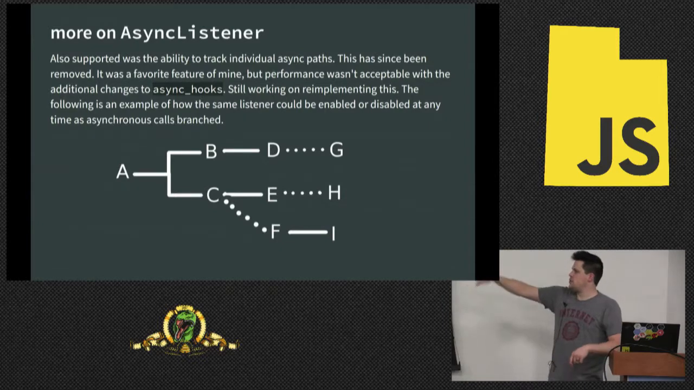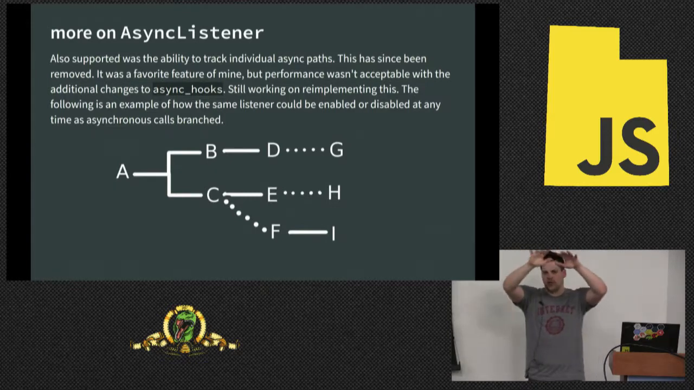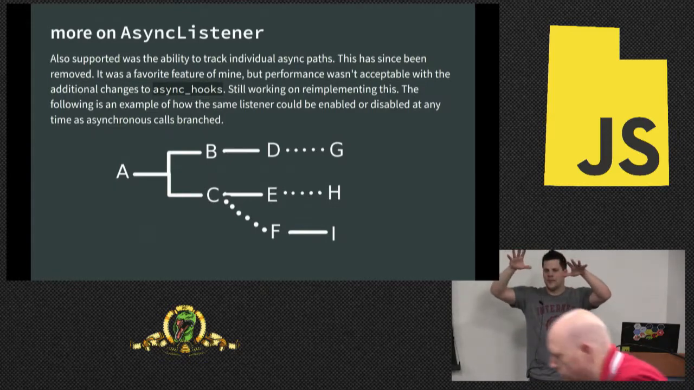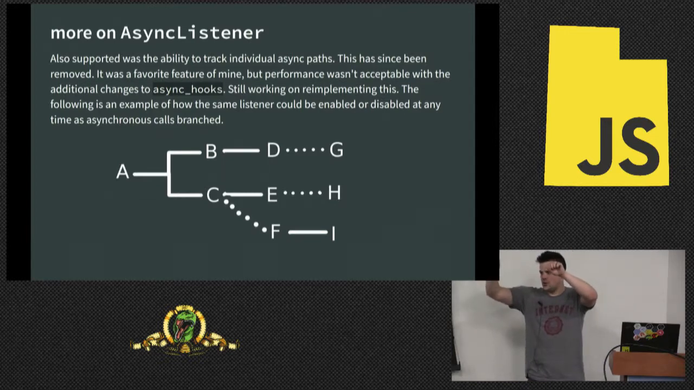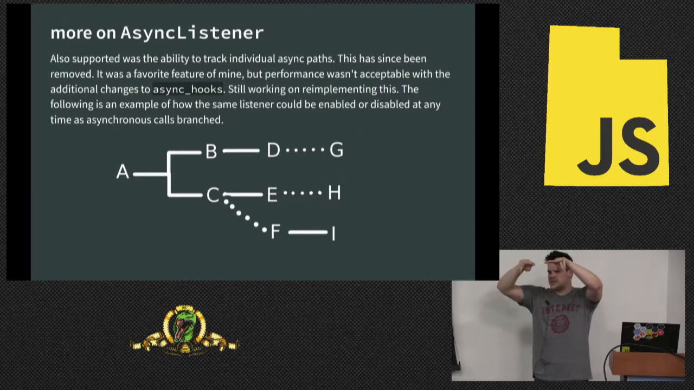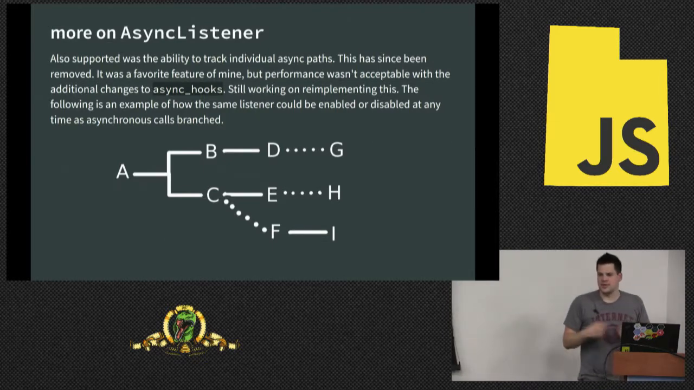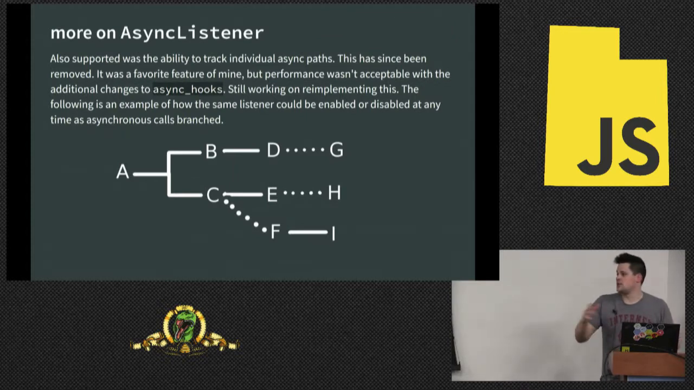So say you were to draw a tree of all your asynchronous requests happening, and you say, I want this one, and I want this one, but I don't want this one, and I don't want this one, then it would execute your callbacks, your hooks, based on what you enabled or disabled, which was great when you wanted to save resources and disable some of those. By disabling the callbacks, you could save execution time.